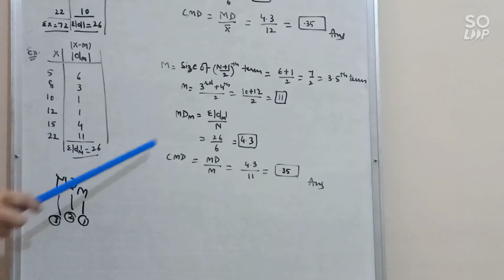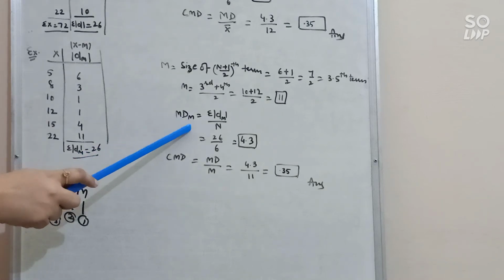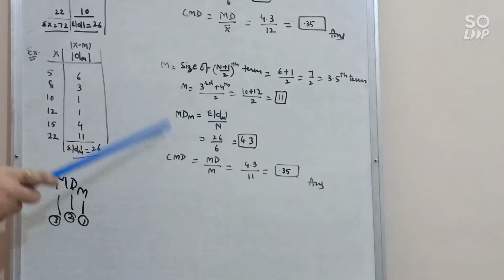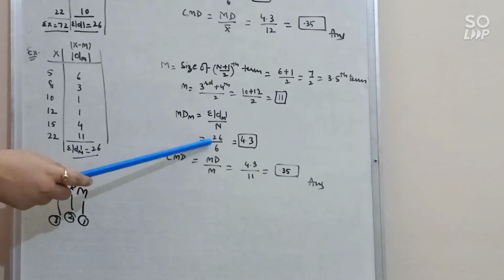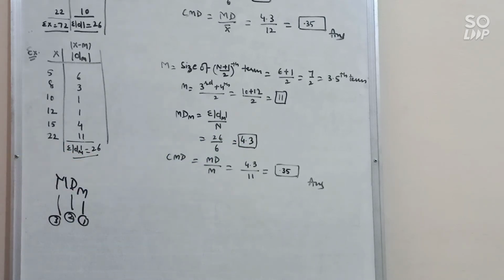that is 26. So after calculating deviation, the third step is to find out mean deviation, and the formula of mean deviation is sigma d upon n. So sigma d we have 26 and n means number of items, that is 6. 26 divided by 6 is equal to 4.3.